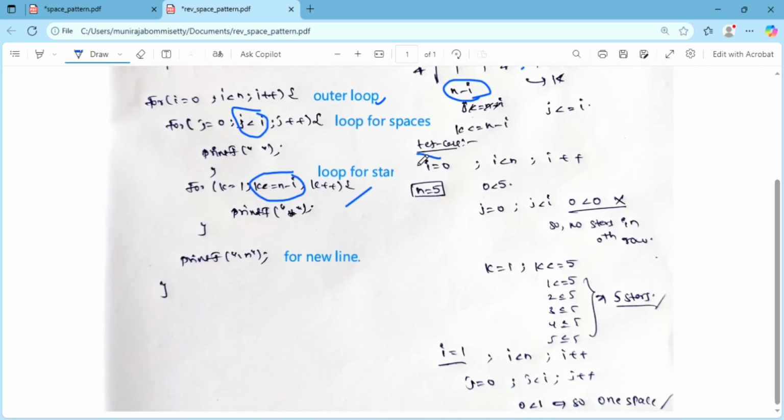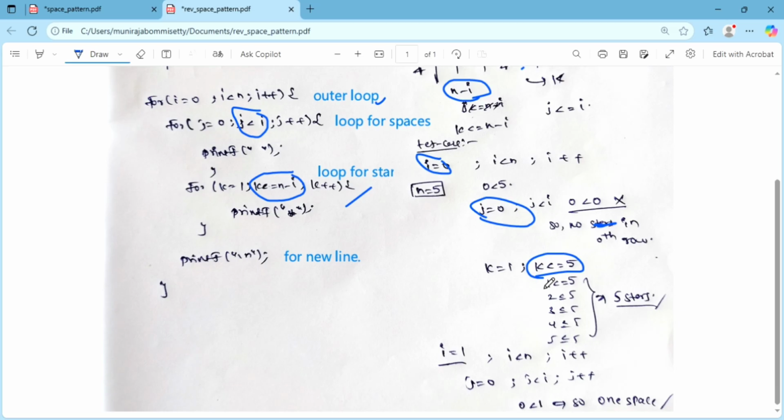So now here we are going to check the test conditions. How does this actually work? Consider i equals 0, the 0th row, and i less than n. It means that 0 is less than 5. The condition is true. Then it enters the second loop where j equals 0, j less than i, 0 less than 0. Is this condition true? False, right? So here you get no spaces in the 0th row.